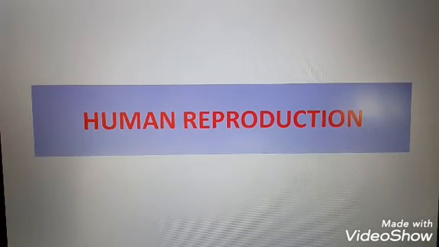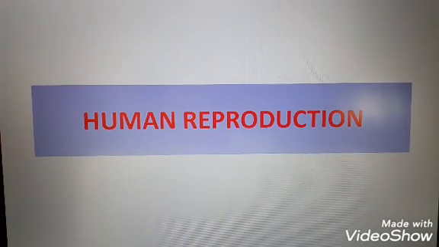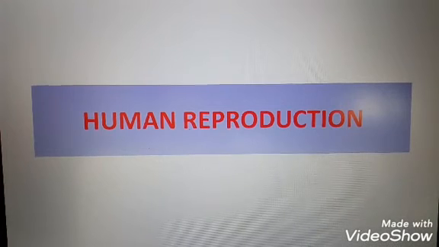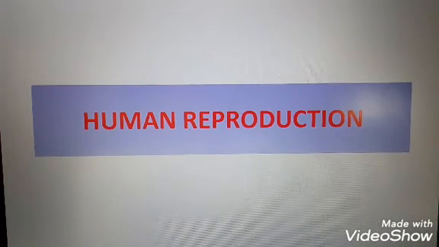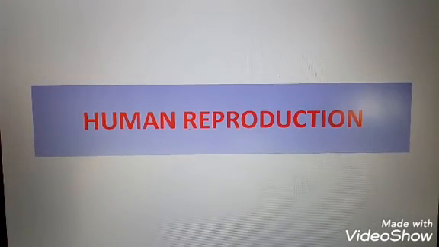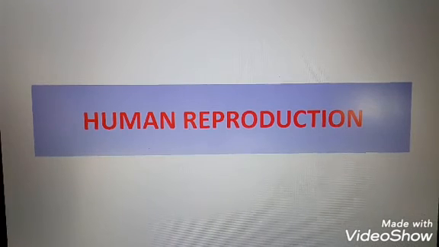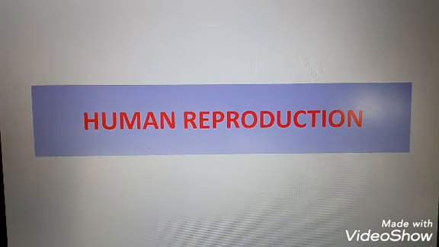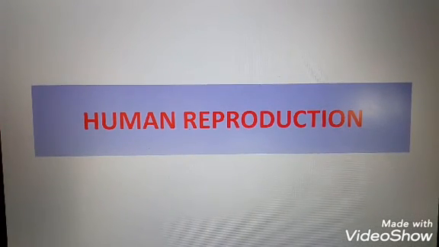The same question is repeated in 2012 and 2014. I am reading the question. Why are the human testes located outside the abdominal cavity? Name the pouch in which they are present. What is the name of the pouch? That is the scrotal sac. Okay.